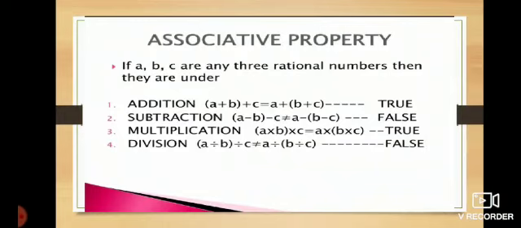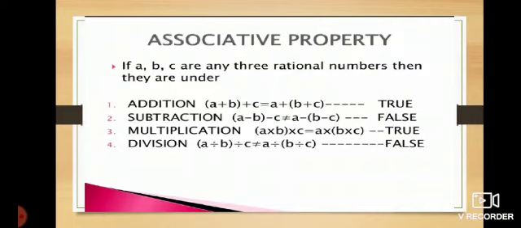Similarly, if three rational numbers are subtracted, a minus b minus c is not equal to a minus b minus c grouped differently. Hence, the associative property does not hold good under subtraction. In multiplication, the multiplication of three rational numbers a into b into c will be equal to a into b into c grouped differently. Since the left hand side and right hand side are equal, the associative property holds good under multiplication.